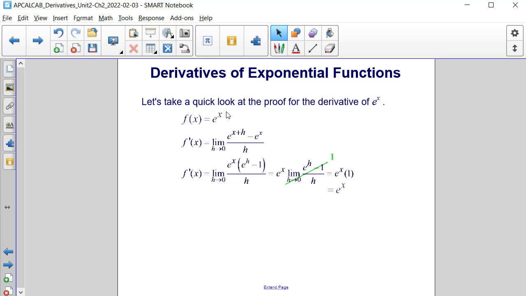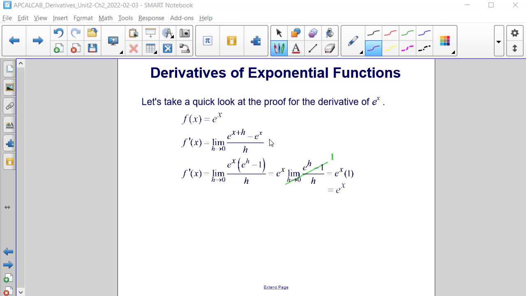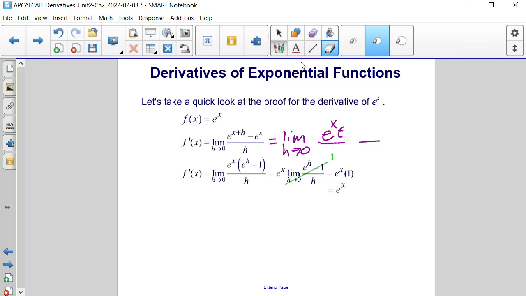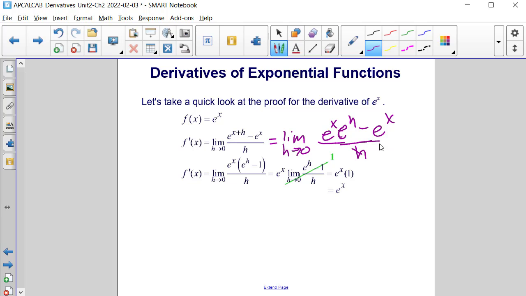If f of x is equal to e to the x, then f prime of x is equal to the limit of e to the x plus h minus e to the x, all divided by h, as h approaches 0. Now, by the rule of exponents, we can rewrite this limit as h approaches 0 and the rational expression that we have here as e to the x times e to the h, and then minus e to the x all over h.